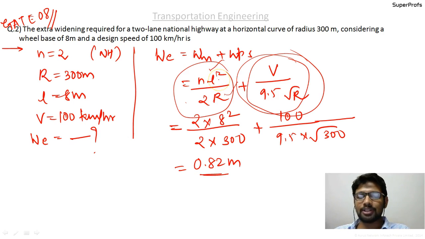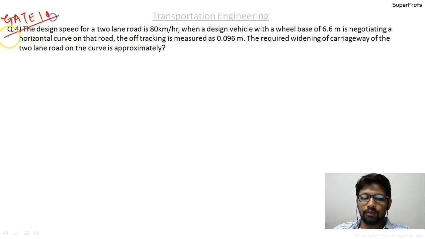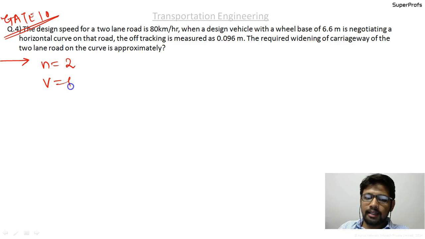Okay, so now let us move on to the next question, that is question number 3 or question number 4, whatever. This is a GATE 2010 question, the previously asked question. The question is: the design speed for a two-lane road, N equal to 2, is 80 kilometers per hour, when a design vehicle with a wheelbase of 6.6 meters is negotiating a horizontal curve on that road.